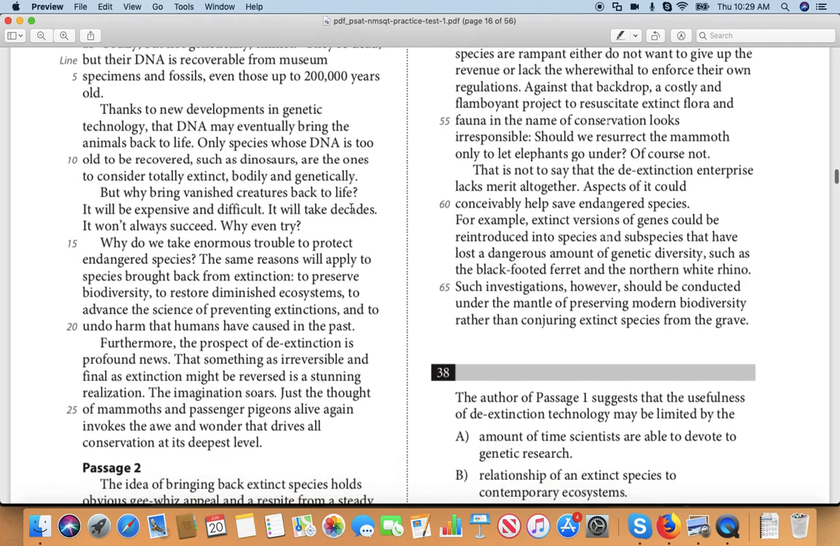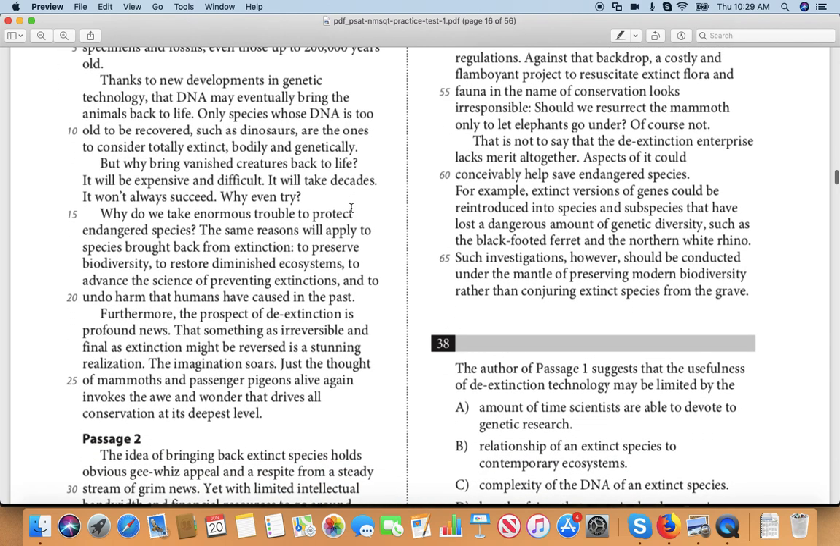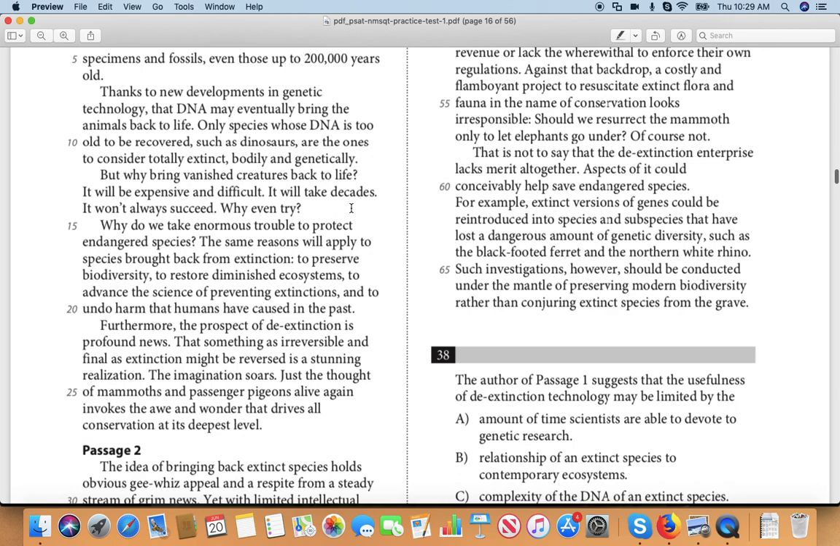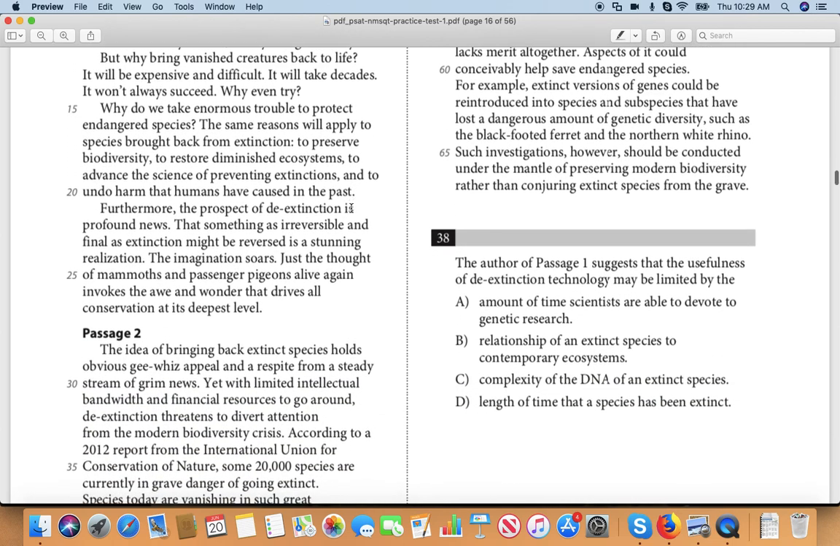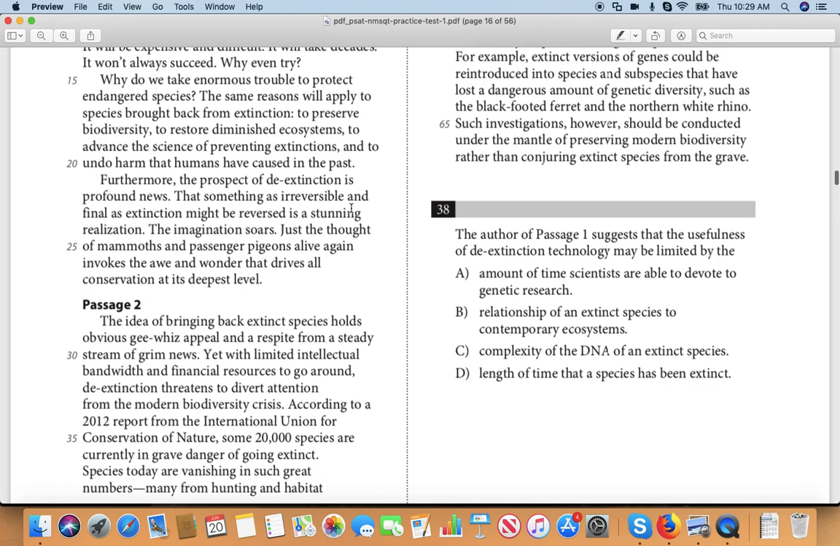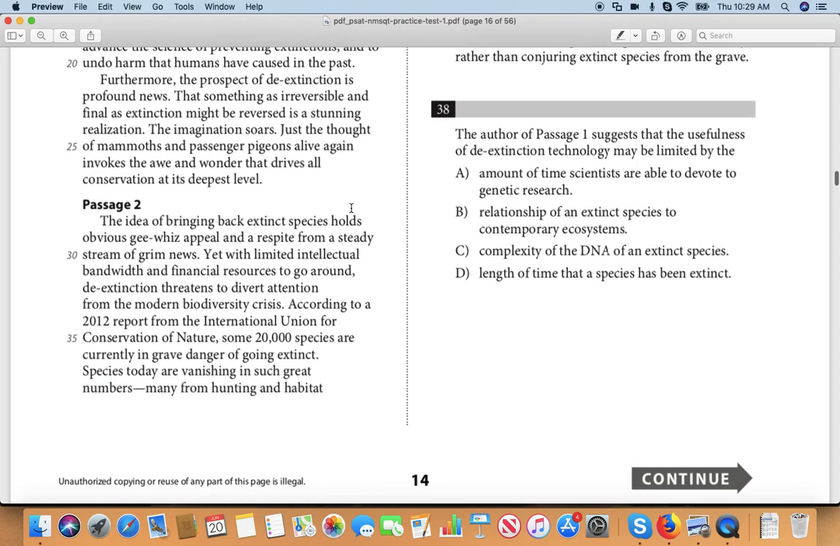Good. Which is a little bit different from it being difficult and expensive. Is that a limitation? It's just a problem, but not a limit. All right, so let's answer 38 now. Go ahead and read the answer choices. A. Amount of time scientists are able to devote to genetic research. B. Relationship. Well, what do you think about A?